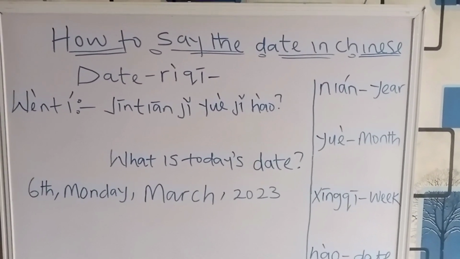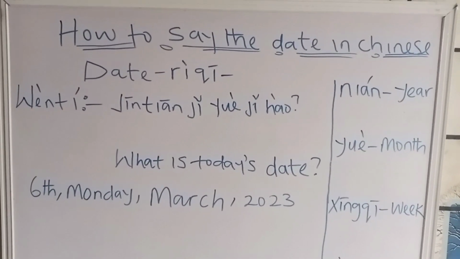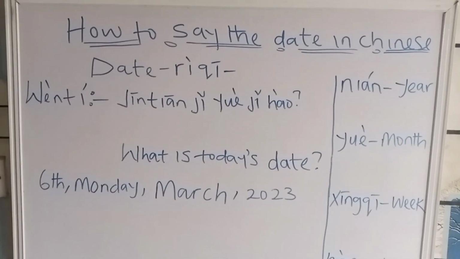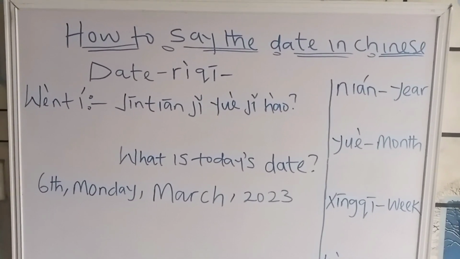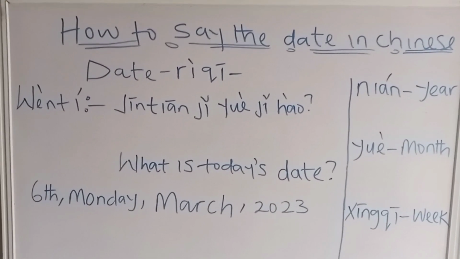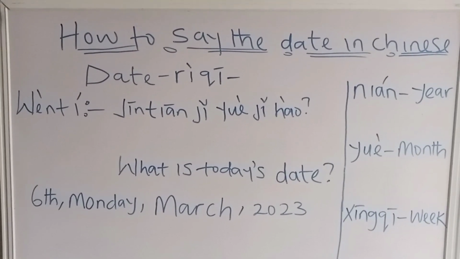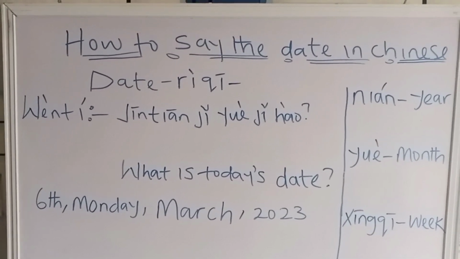Date is called 日期. 问题 means question. Before now, I wrote this in English. I should be teaching you more words in Chinese, so I have it in Chinese today. 问题, the way they ask the question is 今天几月几号?